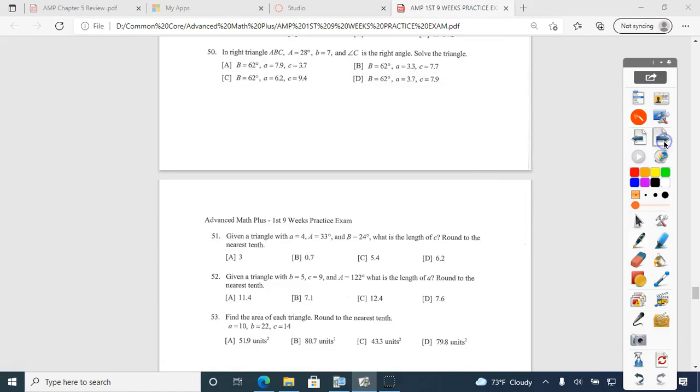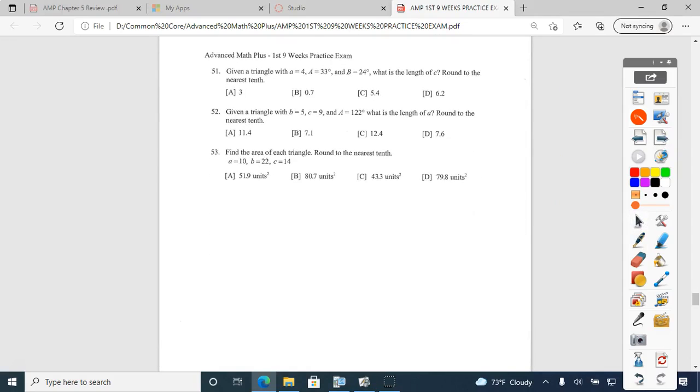Last three. Number 51. Given a triangle with a equals 4, angle A is 33 degrees and angle B is 24 degrees. What is the length of c? Round to the nearest tenth. I do not know this is a right triangle, and they gave me the lowercase and uppercase A, so I'm going to be using the law of sines, but to find little c, I need to know angle C.